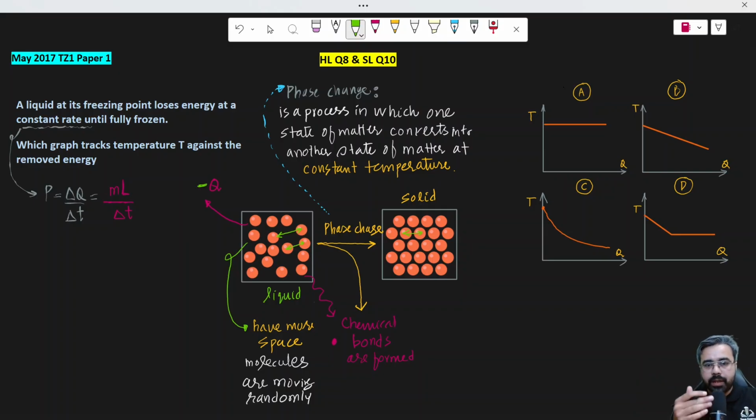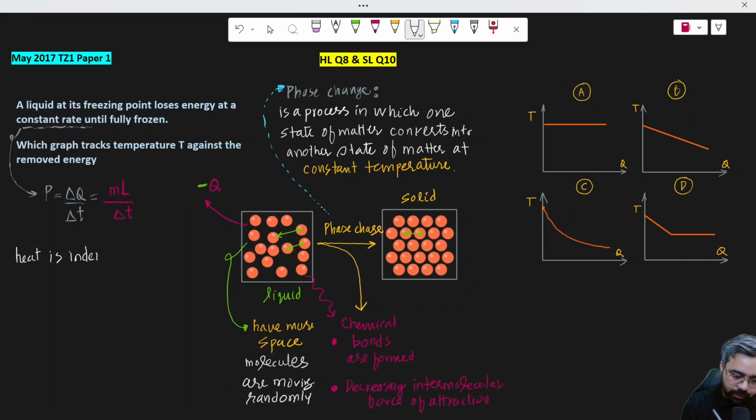So what is happening? The heat that is taken out of the system is not changing the temperature, rather it is decreasing the intermolecular forces of attraction. So it means that the heat is independent of the change of temperature. That's why there should be no change in temperature. So the only right answer is option A, in which the temperature does not change during the phase change.